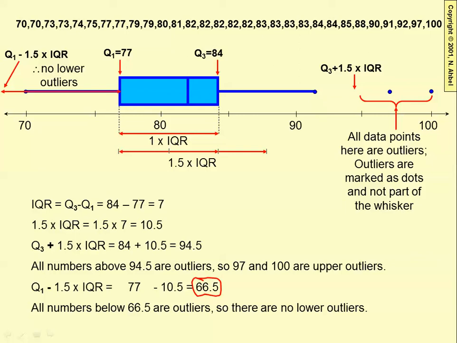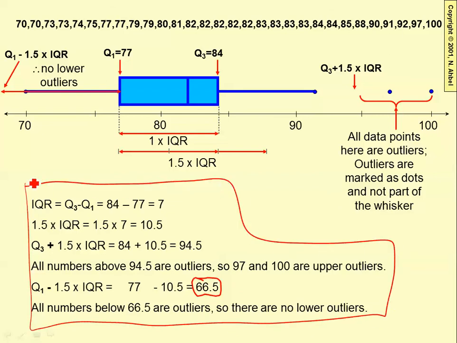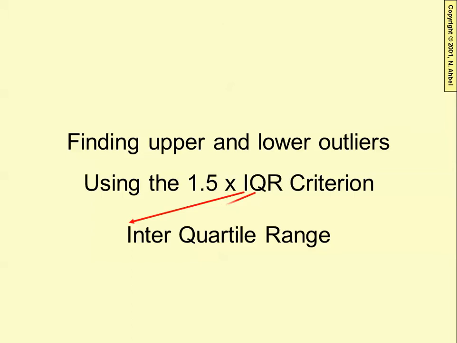And all the work that's shown down here, all of that is work that statisticians show in order to demonstrate what is an outlier and what's not. And that gives you an idea about the quantitative way of finding outliers in statistics using the 1.5 times IQR criterion.